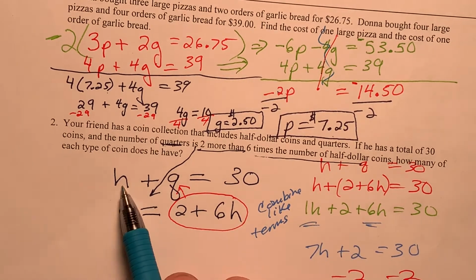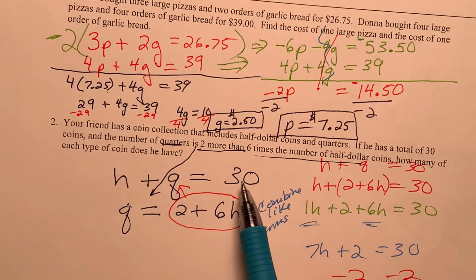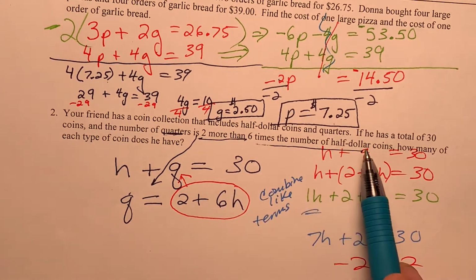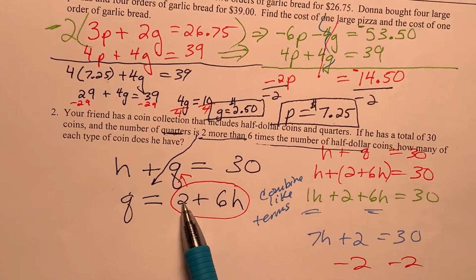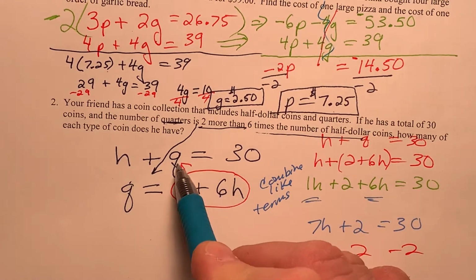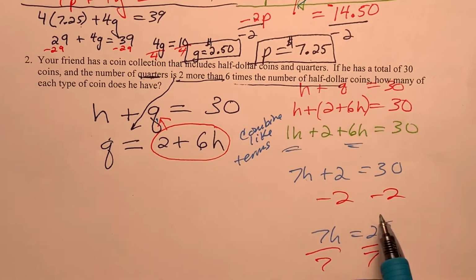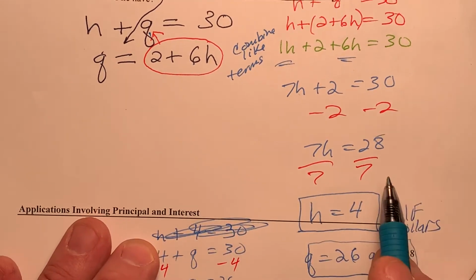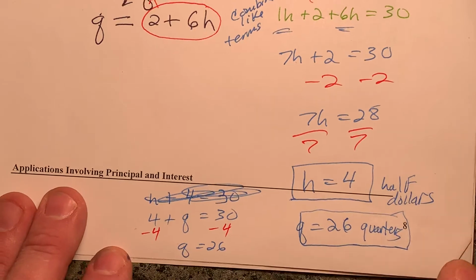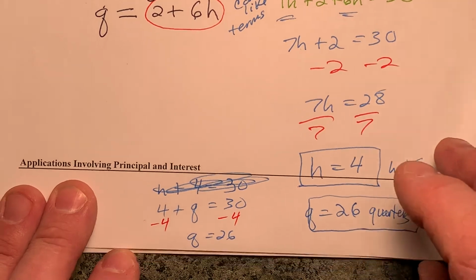Coins. All right. So, what do we have? Half dollars and quarters. So I did H plus Q is equal to 30 coins total. And 2 more than 6 times the number of half dollars. So quarters are equal to 2 plus 6H. This is set up for substitution. You take that, put it in for the Q. Combine like terms. Isolate the variable. And voila, done. 4 half dollars. And then if there's 4 half dollars and 30 coins total, it has to be 26 quarters.